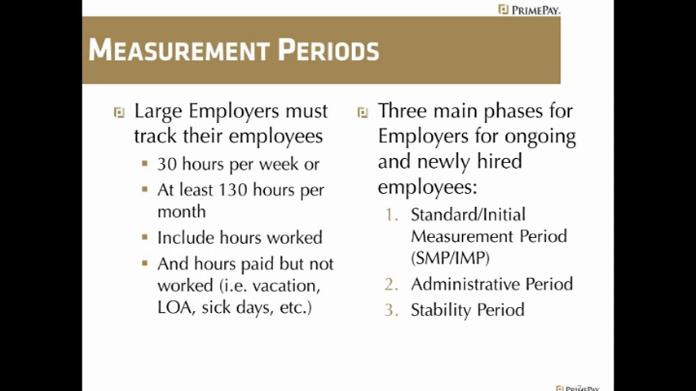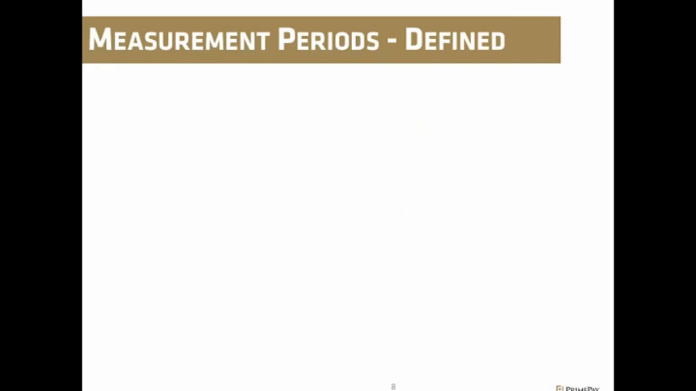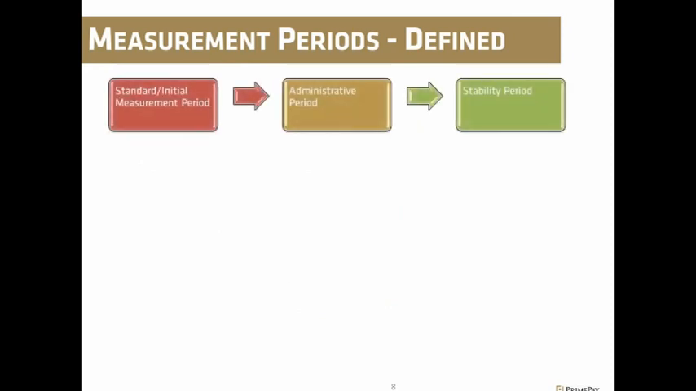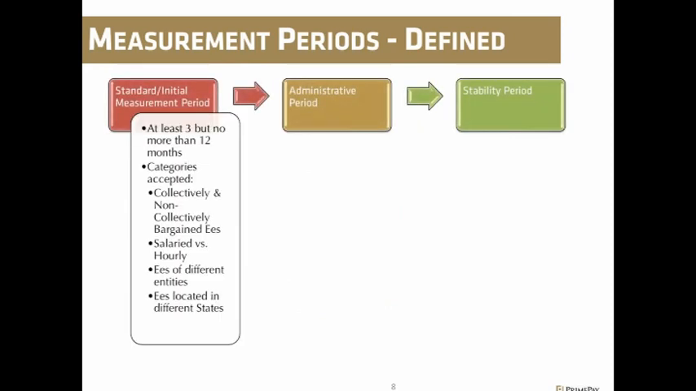It's a solid model for employers to use to measure their employees. And there's three different types of phases or periods, if you will. You have the standard and initial measurement period. Secondly, the administrative period. And then lastly, the stability period. So let's dive into it here. We'll take this just a little deeper in regard to these periods.